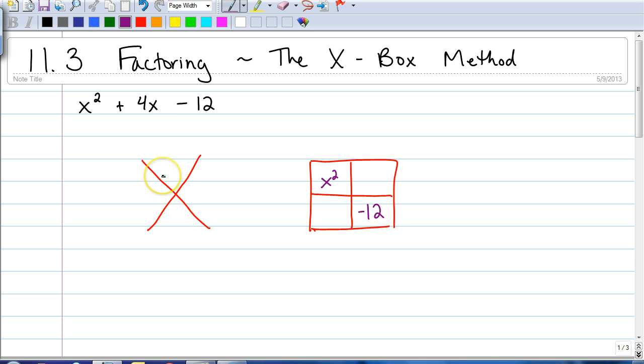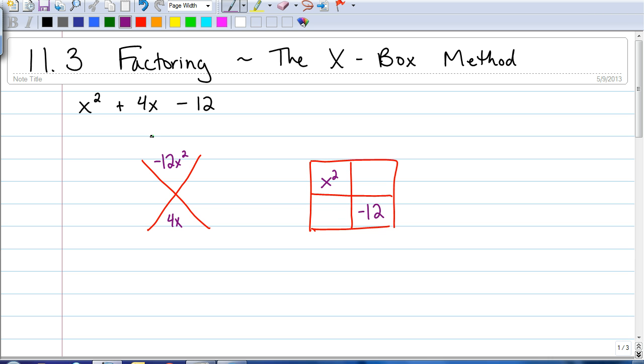Now let's move over to our X. So in the X, what we're going to do is take and multiply the outer terms, the x squared and negative 12, and put that in the top part of the X. So that's going to be negative 12x squared. And we're going to take that middle term and put that in the bottom part of our X. So now we have everything set up.